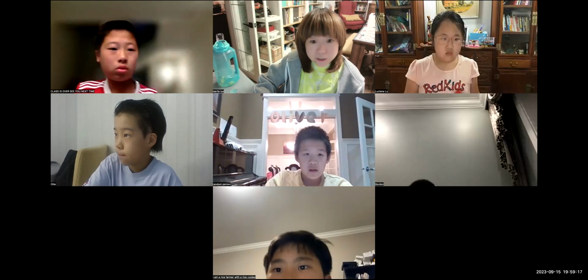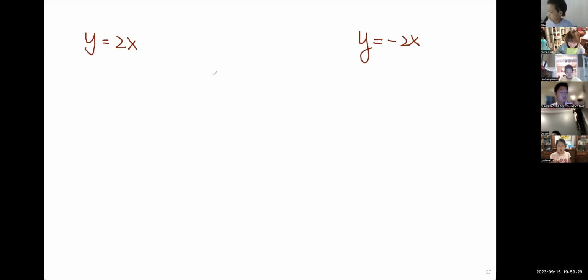Okay, so now let's take a look at this one. So I want you to find out y equals 2x and y equals negative 2x. Okay, everybody, please give me the graph. We're writing the line, right? Yeah, and of course, create the table, okay?